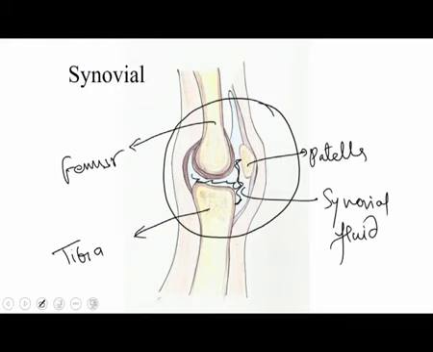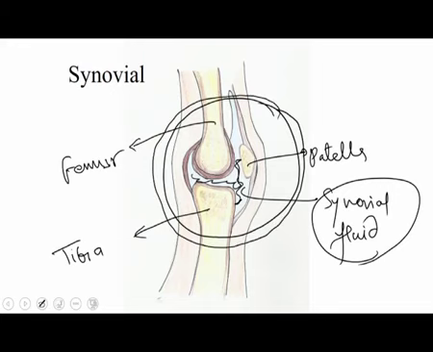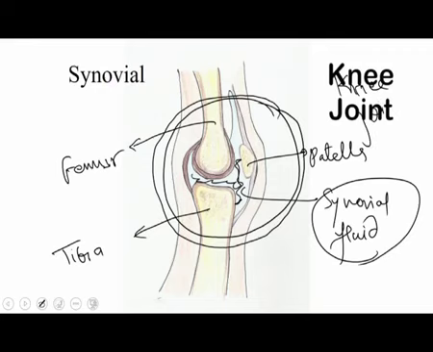Now, this fluid gives lubrication to the whole joint, and this region is what makes, in the human body, what we call the knee joint. The knee joint is formed by these three bony structures, in close association with the fluid, which gives lubrication to these bony structures, and that is synovial fluid.